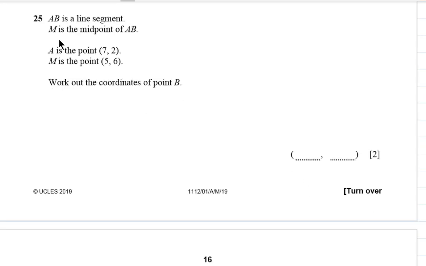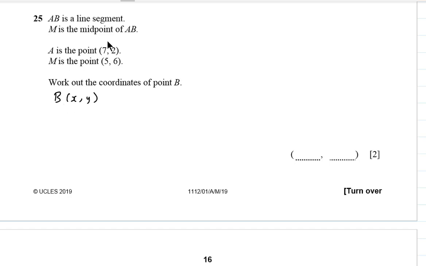Question 25, AB is a line segment, M is the midpoint of AB, A is the point 7 and 2, M is the point 5 and 6. Work out the coordinates of point B. What a nice question. So we have here the midpoint, it's already given. Let B be x and y.